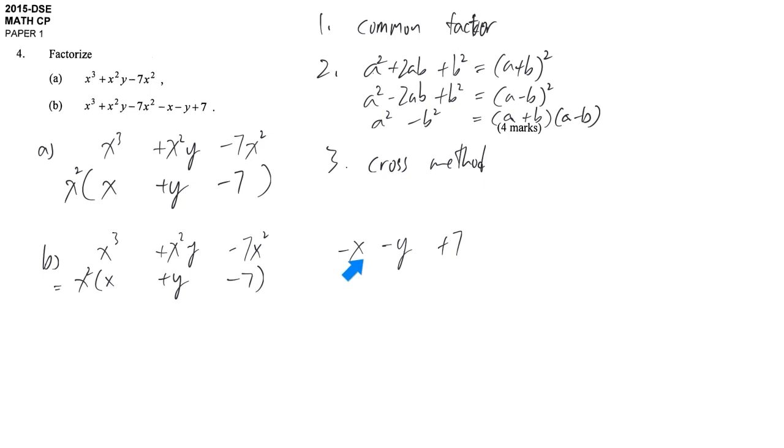After that, we compare what we want and what we have. We prefer positive x, however, it starts from negative x. So we are going to extract the negative sign, that means extract negative 1. The first term, x divided by negative 1, we have positive x. Negative y divided by negative 1, we get positive y. And finally, positive 7 divided by negative 1 gives us negative 7.